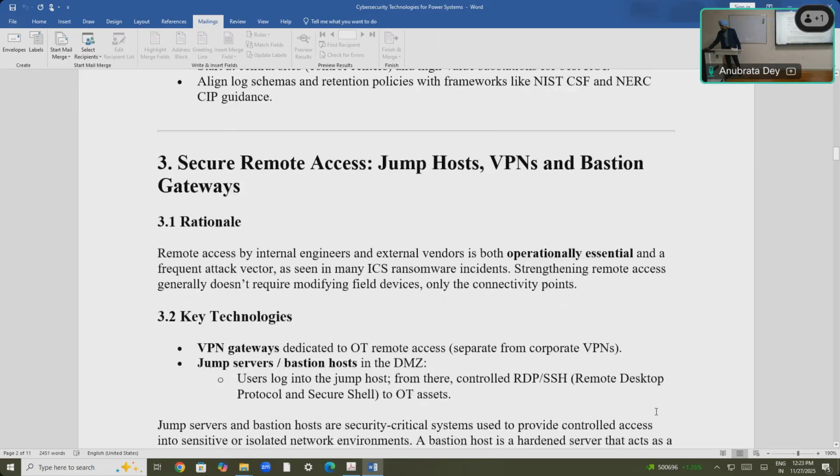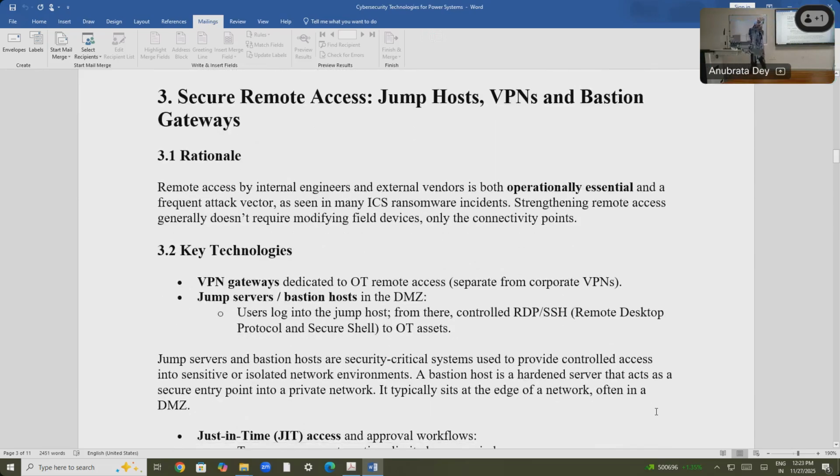So the third one in terms of priority, I have 10 of these, is secure remote access, using jump hosts, VPNs, or bastion gateways. Remote access, either by internal engineers or by external vendors, is a very frequent attack vector. Either they get the information from vendors, or, for example, we talked about a vendor having access that hasn't been revoked. Here, role-based access will be very good to use.